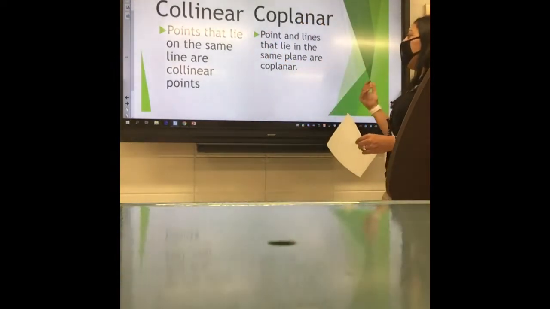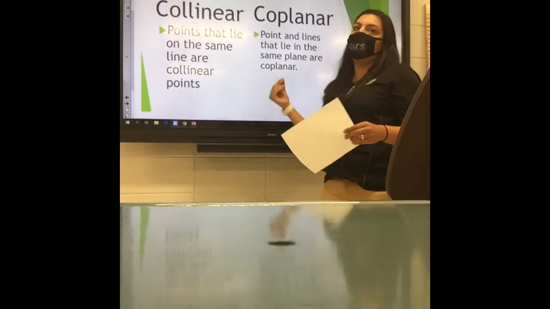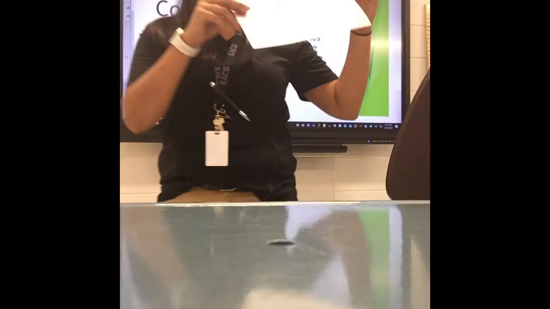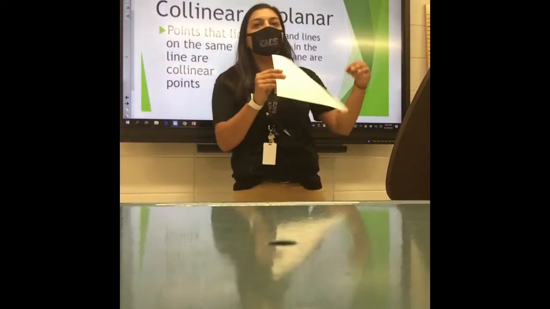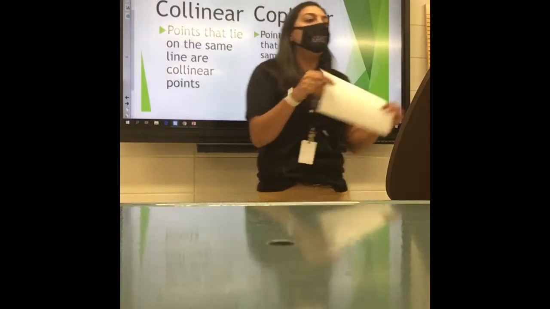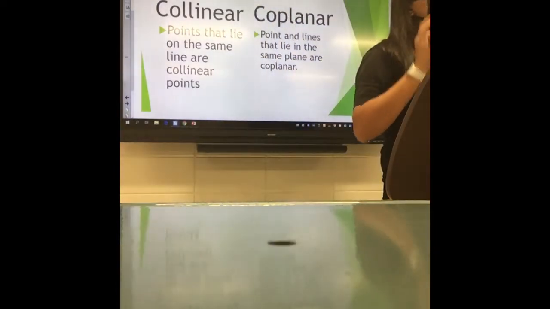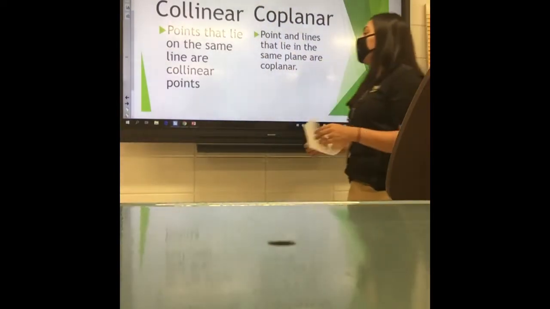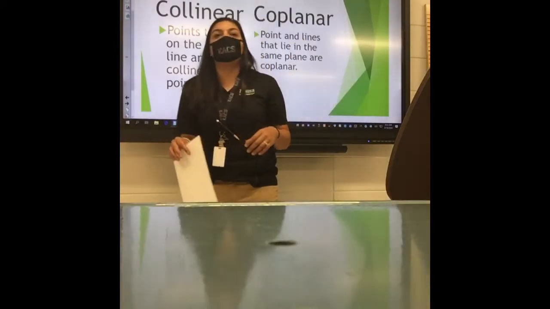Coplanar means points and lines that lie on the same plane are coplanar. So this piece of paper has points and lines on it. You can't see them, but there's lines that go this way and there's lines that go this way. They all lie on the same plane, on the same piece of paper. They're coplanar. I know, it's kind of boring vocabulary so far, huh?